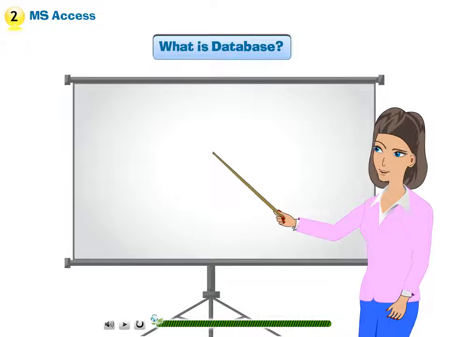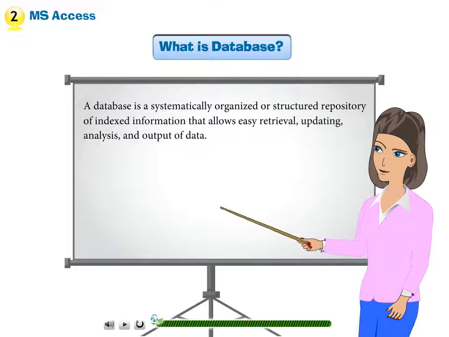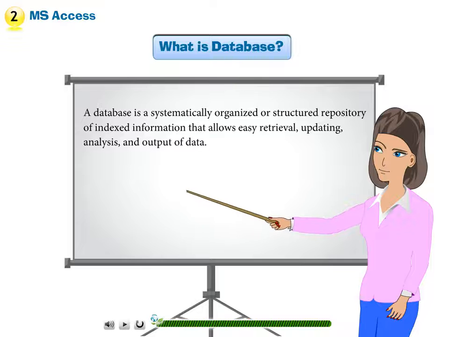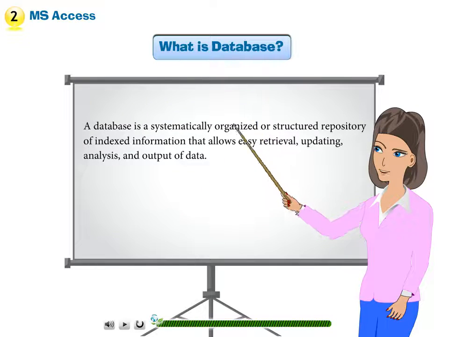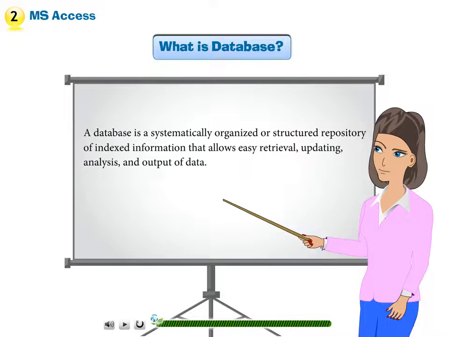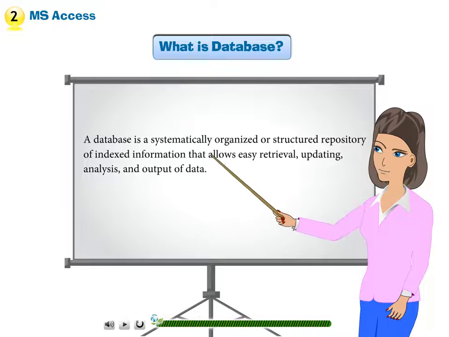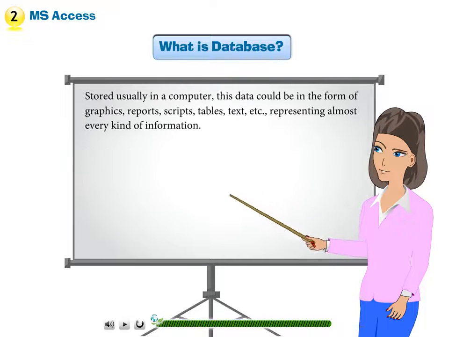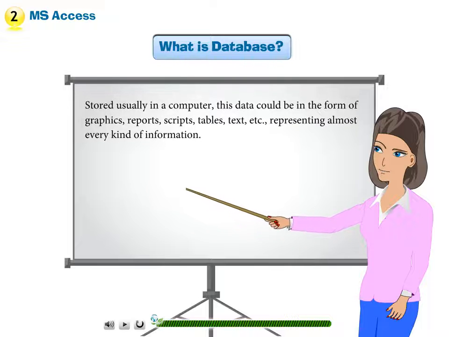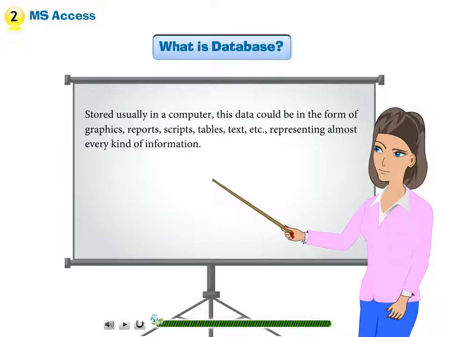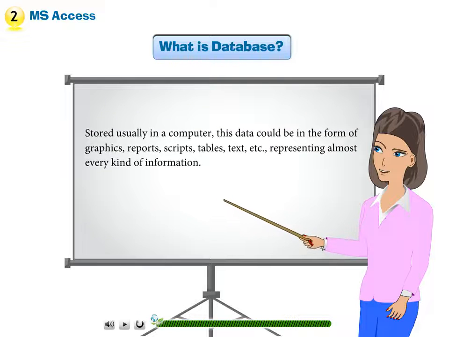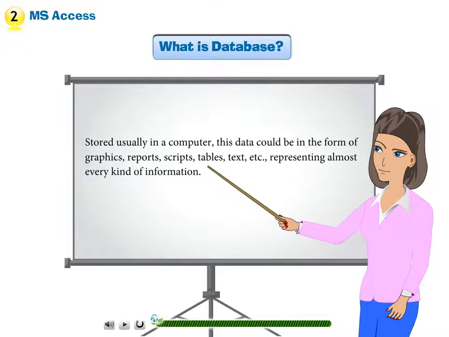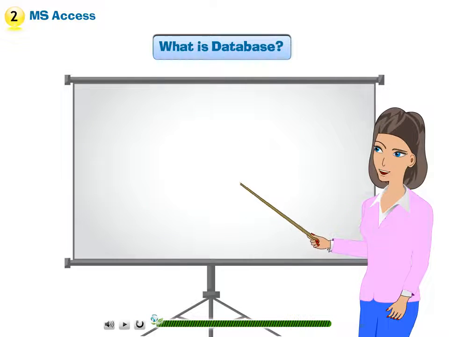What is a database? A database is a systematically organized or structured repository of indexed information that allows easy retrieval, updating, analysis, and output of data. Stored usually in a computer, this data could be in the form of graphics, reports, scripts, tables, text, etc., representing almost every kind of information.